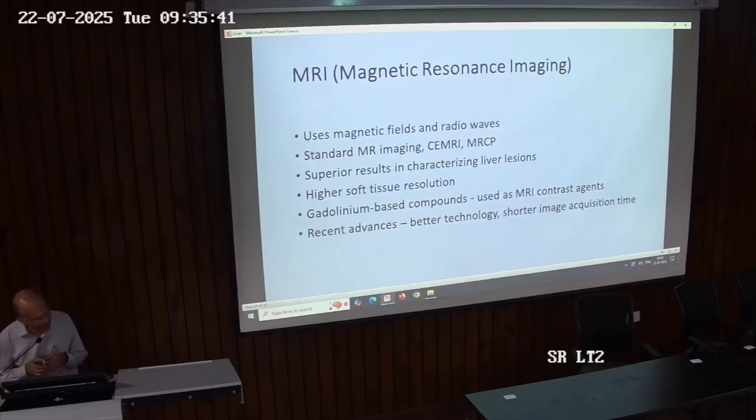So MRI is very good for imaging soft tissues. It is very good for imaging the biliary tree when you do an MRCP, but image acquisition takes a long time. It is not easily available. It is expensive. It may not be possible to do it for patients who have metallic implants, pacemakers, etc. So you can't do an MRI in them.